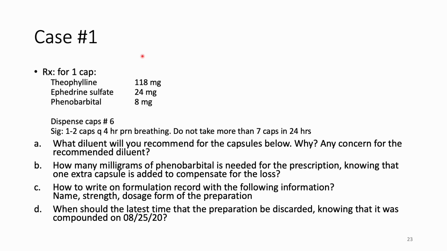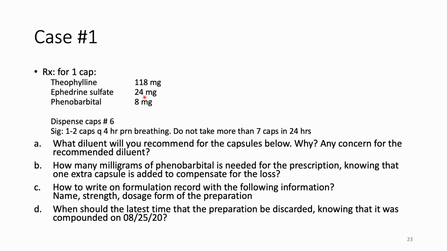Now we go to a more complex example. This is case number 1. This is a prescription for 1 capsule. Theophylline 118 milligrams, heparin sulfate 24 mg, phenobarbital 8 mg. Dispense caps number 6, with instructions for use. The question is: what diluent will you recommend for the capsule? Why? Any concern for the recommended diluent?